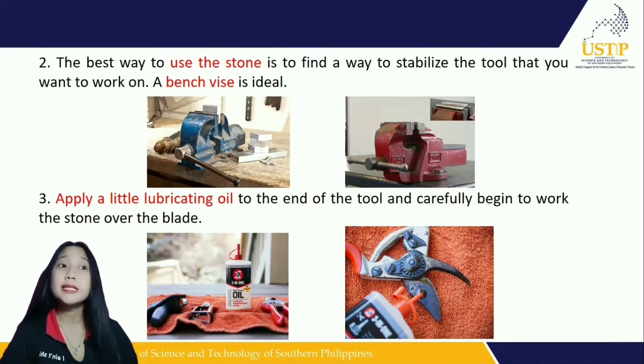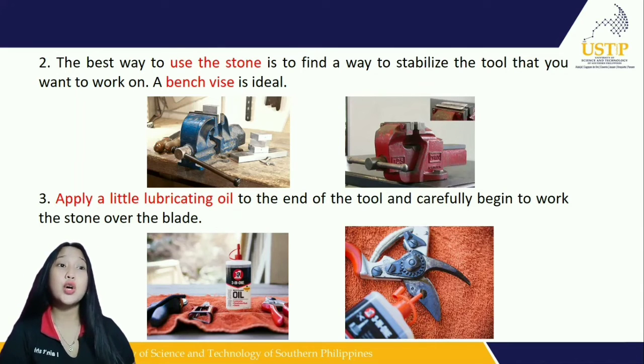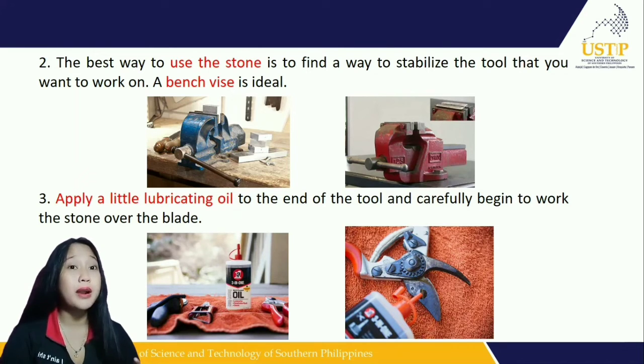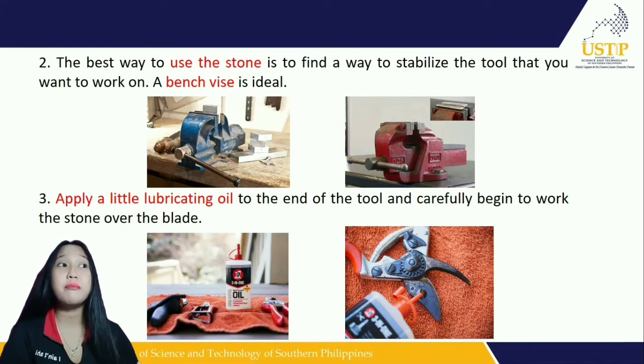Number 2, the best way to use the stone is to find a way to stabilize the tool that you want to work on. A bench vise is ideal. So, the primary function of any vise is to hold an object safely and securely so that it can be worked on. So, ang purpose aning bench vise is to hold the stone or the tools para if mag-clean ka sa imong tools, dili siya maglihok-lihok og safe ra ang imuhang tools.